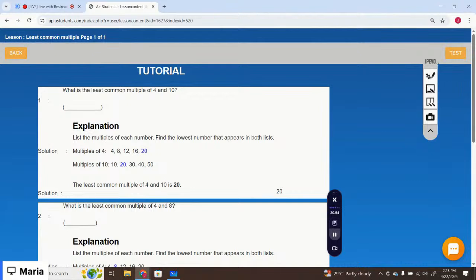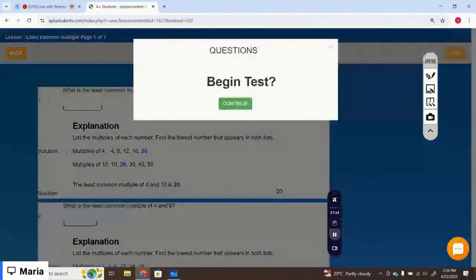Then the multiples of 10 are 10, 20, 30, 40, and 50. You need to find the smallest common multiple. So the smallest common multiple is 20. Let's just start with the test questions.